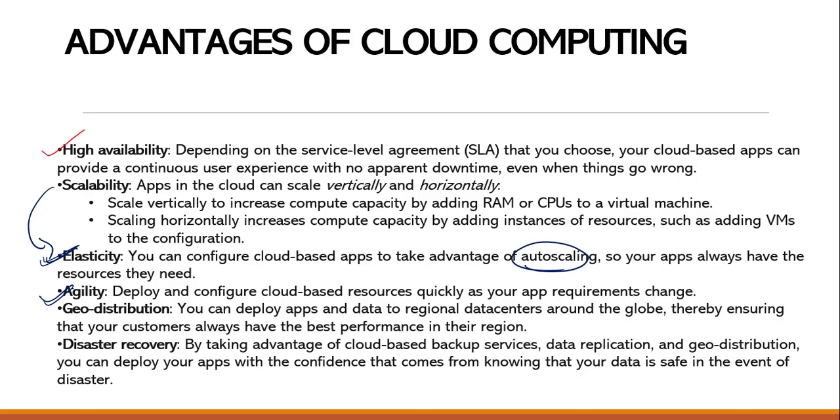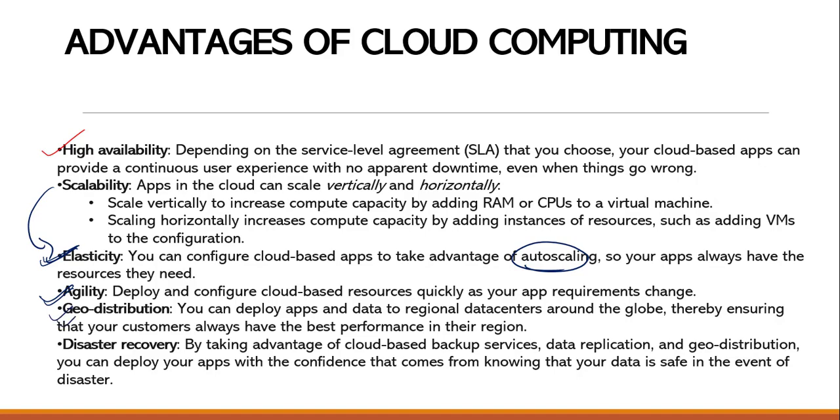Agility is the quickness with which you can change whatever direction you are going in. It's kind of similar to dodging, right? You are running in a direction and you want to change the direction, you want to do something else. So you can deploy and configure cloud-based resources quickly as per the requirement. Within a few minutes you can spin up a virtual machine. But can you do the same on premises? The answer is no.